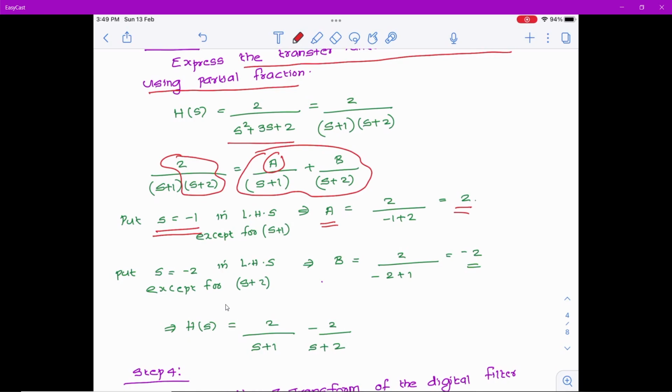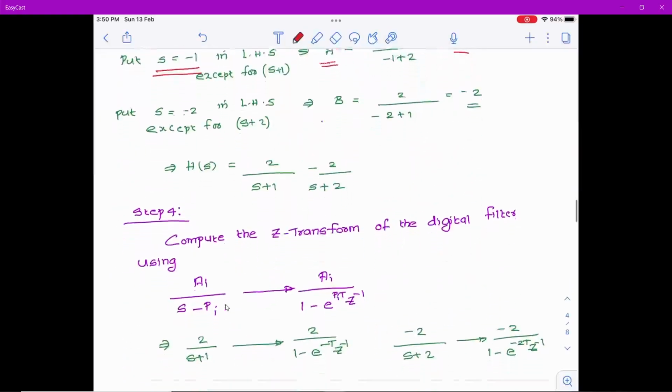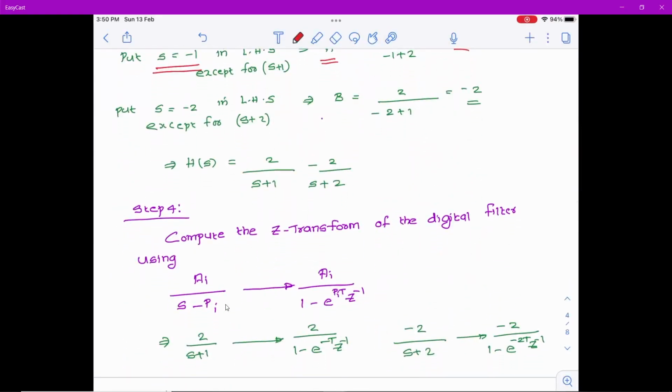To find B, you substitute s equal to minus 2 for all the terms on the left hand side except for 1 by s plus 2. When that is substituted, you will get B. So your H of s will be 2 by s plus 1 minus 2 by s plus 2. This is your H of s. That is your step 3. So you have found the partial fraction expansion of your transfer function. Step 4 is to compute the Z transform of the digital filter using the transformation.